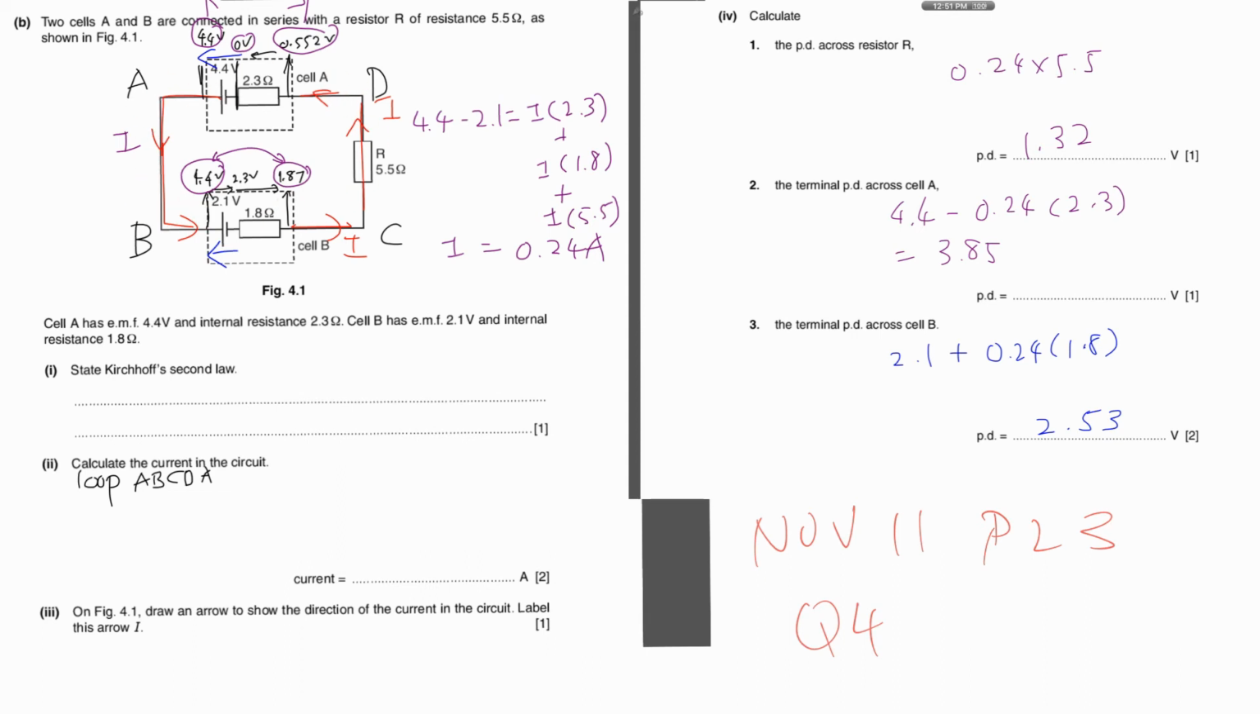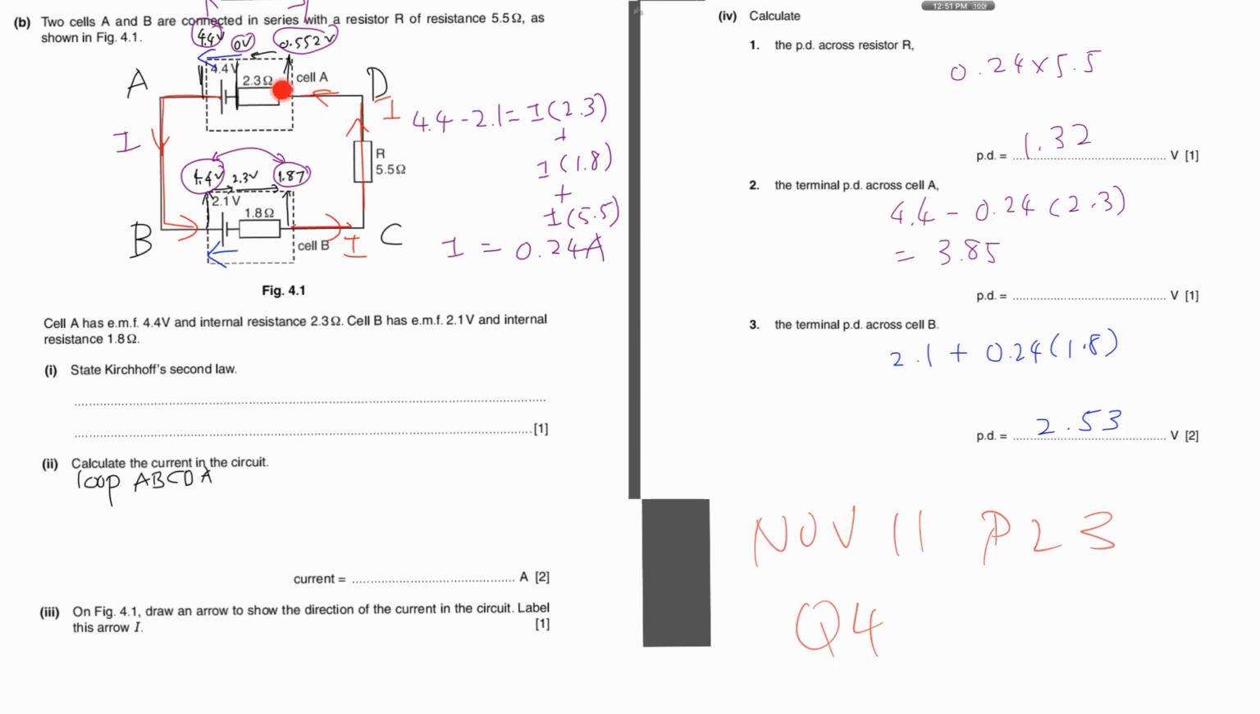So if I move this way, my direction of travel and my direction of EMF, 4.4 volts, is same or opposite? Same. So it's positive 4.4. What about from here? I'm going here, but my EMF is this way, right? So it's positive or negative? So it's minus 2.1. Now, what about for PD?